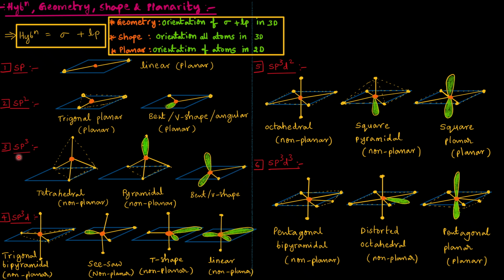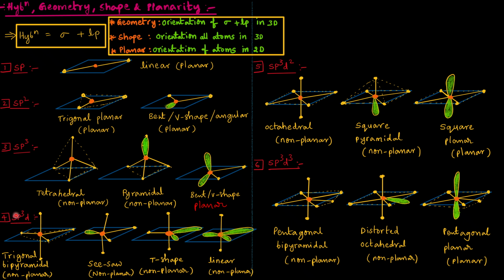Next, two sigma bonds and two lone pairs. So that is also sp3 hybridization. Geometry is tetrahedral only, but for the shape, the two sigma bonds are present on the plane, giving a V shape. The two lone pairs are present above the plane and below the plane. The shape of this molecule is bent or V shape or angular, and this molecule is also planar. Why? Because atomicity is 3, so that's why planar.